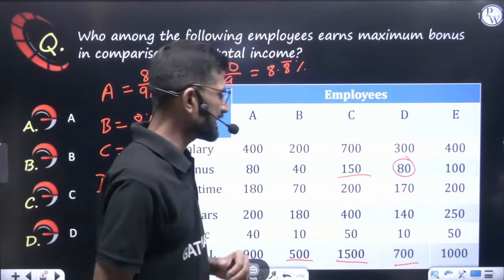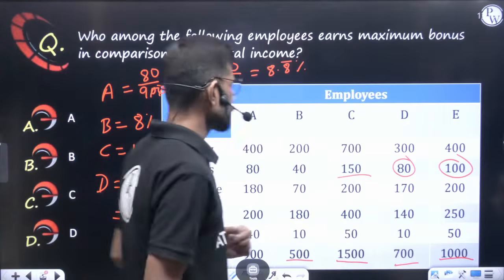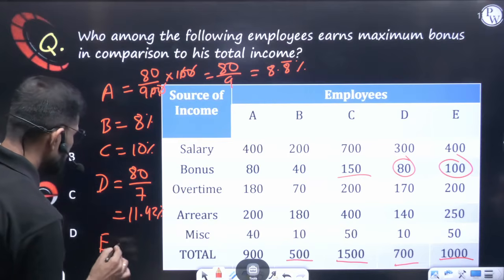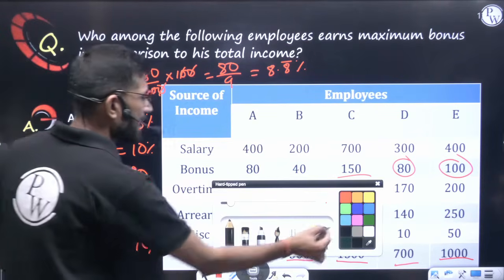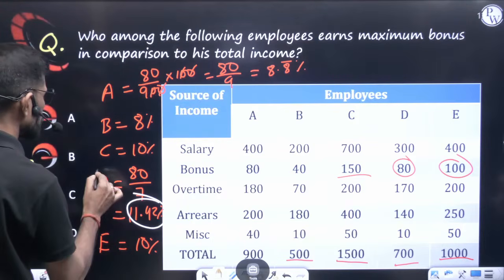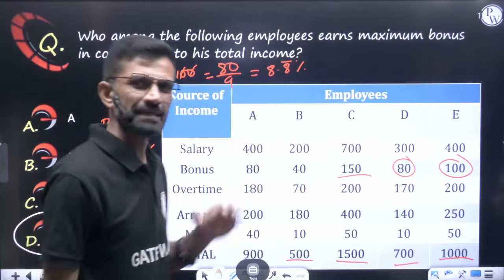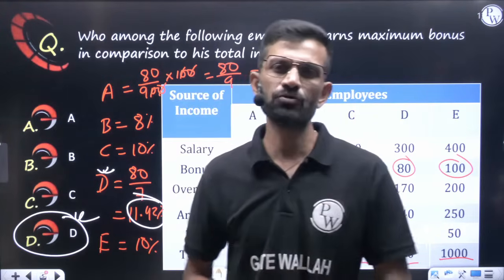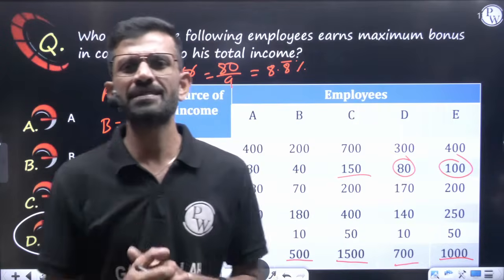Okay, now up till now, D is the maximum. Now if you see E, total income is 1000, and his bonus is 100. So for E you can directly say it is just 10%. So who is getting the maximum over here? Among these, the maximum is 11.42, that is D. D means option D. Employee D is getting maximum bonus as compared to the total income. So basic calculation is required here to answer the given question.